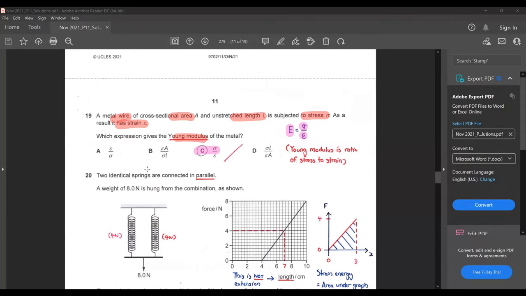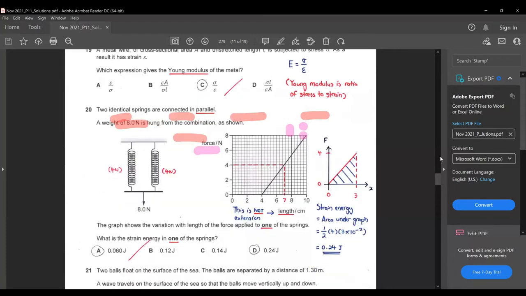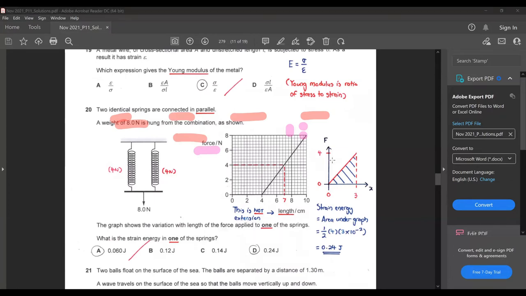Okay. Then after that, you have number 20. Two identical springs are connected in parallel. A weight of 8 Newton is hung from the combination as shown. The graph shows you the variation with length of the force applied to one of the springs. What's the strain energy in one of the springs? Okay, so they're really talking about just one of the springs only. So this graph is for one spring. They want the strain energy in one spring itself.